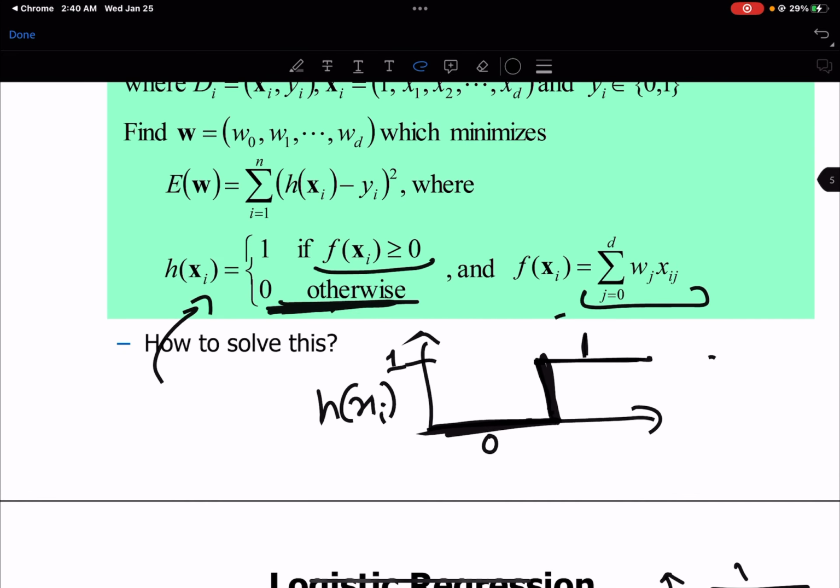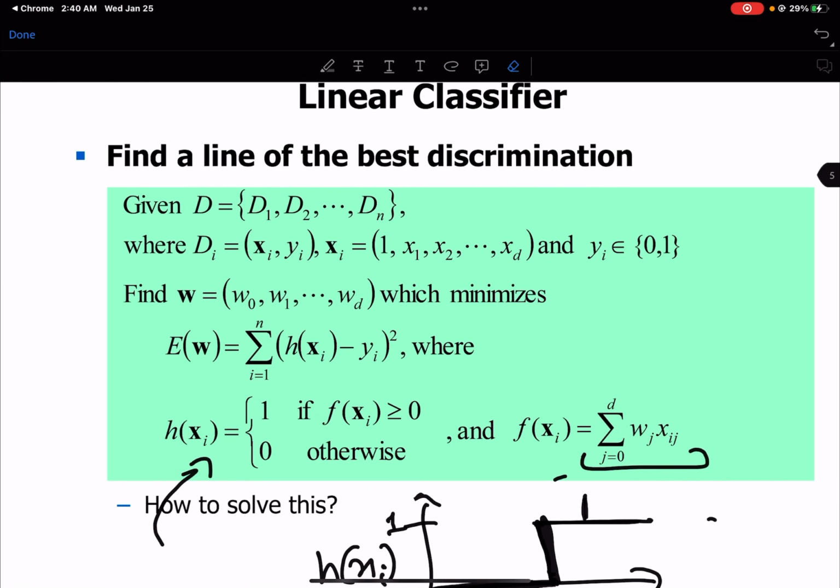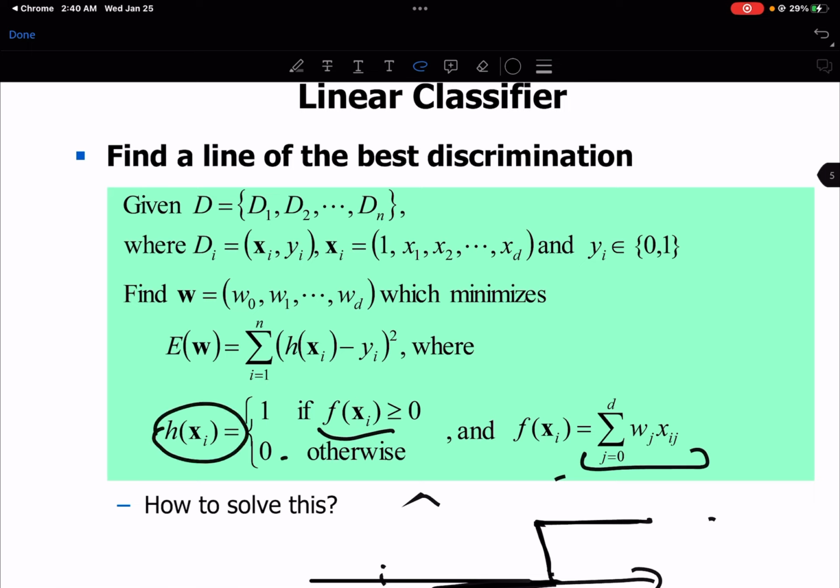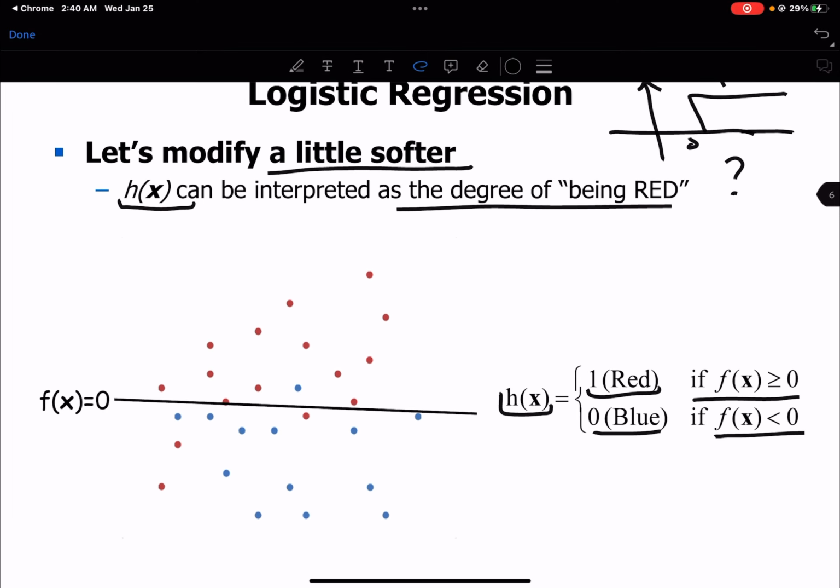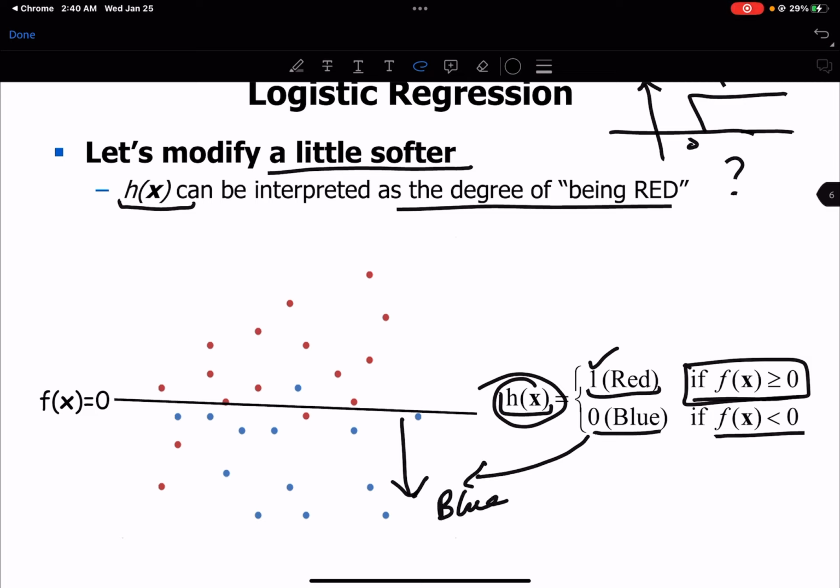Here we see for all other function values, your h of x will take the value 0 if f of x is not greater than or equal to 0. But here we are saying that we have two conditions. If f of x is greater than or equal to 0, then we say that h of x is 1. But if it is less than 0, then we say it is blue. So there is a difference.